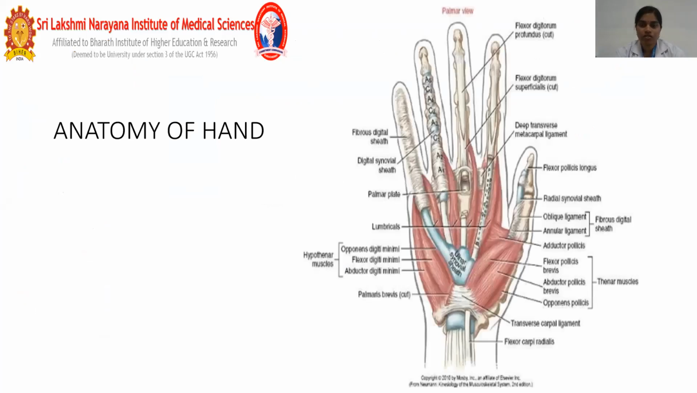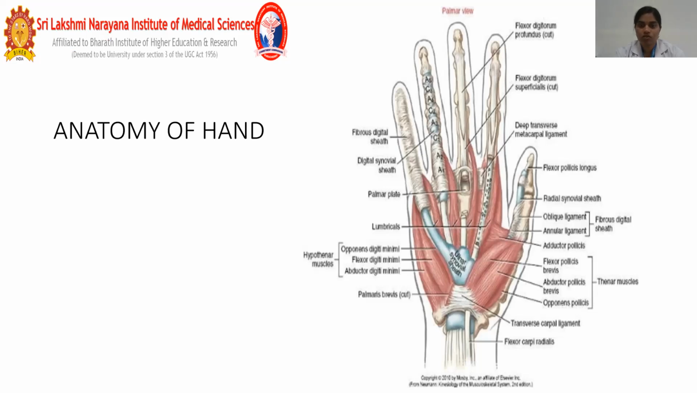The anatomy of the hand consists of the bones which form the hand, the metacarpal bones along with the phalanges, and there are intrinsic muscles of the hand, and there are tendons of the forearm muscles which extend onto the palmar surface of the hand.